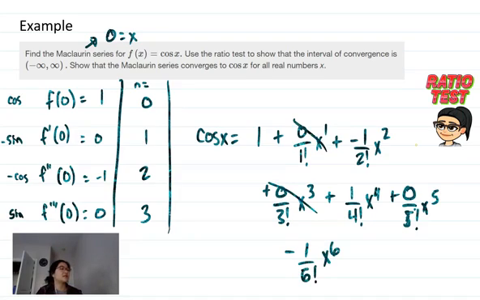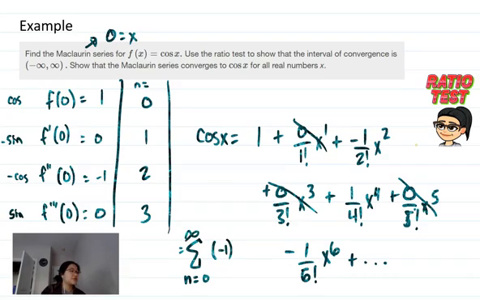So all of our odd terms are going away. Oh sorry, I should have let this keep on going. Our Maclaurin series is the sum from n equals 0 to infinity of negative 1 to the n times x to the n over n factorial. But we need to make sure that we're only looking at even terms, so we need a 2 in there, because we're skipping all the odds. Okay, so we have our Maclaurin series.